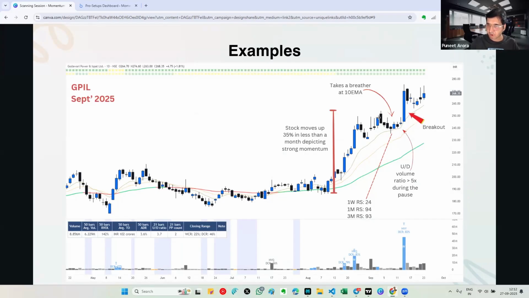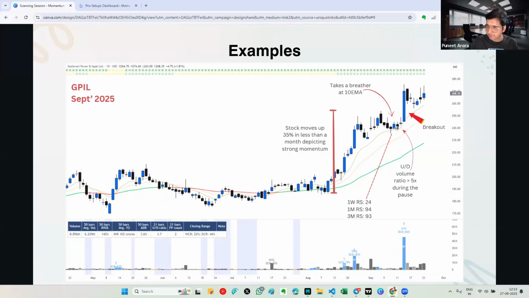Now, when the stock makes a pause, the weekly RS will always be less. So make sure that when you are using the filters and dashboard, you do not choose 90 in the weekly RS. The weekly RS will always be low because the stock has not performed in the last 1 week, right? So always look for monthly or 3 monthly RS more than 90.